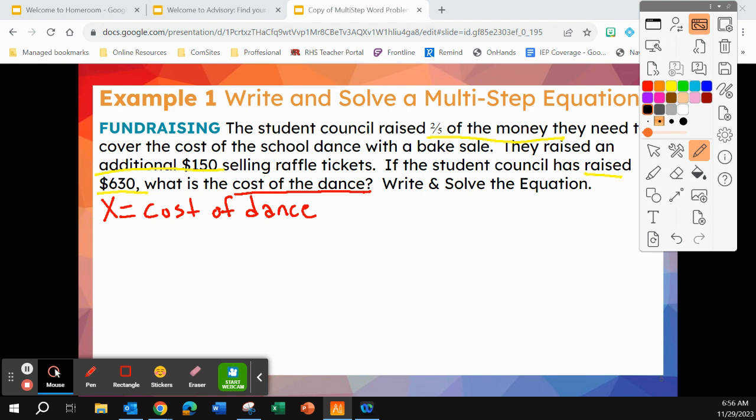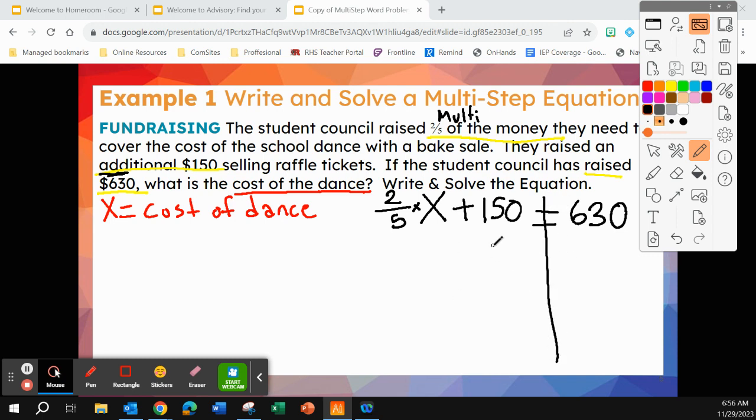If they raised 630, that means that their total, what they have so far, is 630. The phrase "of" is multiplication. So this is saying 2/5 times x. So 2/5 of how much they needed to raise, and then they raised an additional. The word additional tells us that it's going to be add. Once we've put our equation together using all the numbers we underline, we're just going to solve.